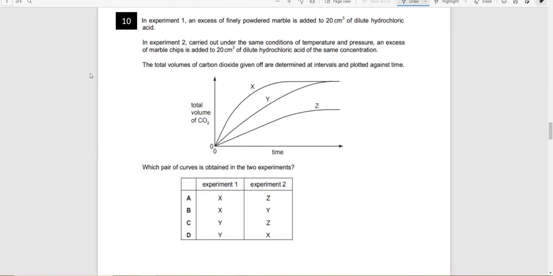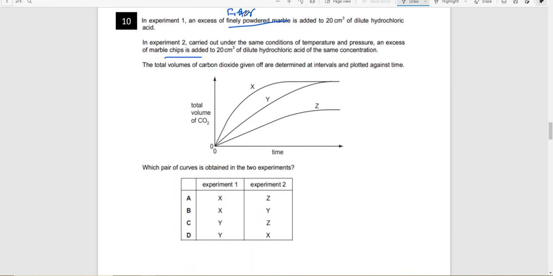Let's do this. This is fun as well. In experiment 1, an excess of finely powdered marble is added to 20 centimeter cube of HCl. In experiment 2, carried under the same conditions of temperature and pressure, an excess of marble chips is added to 20 centimeter cube of the acid. So experiment 1 has finely powdered marble, experiment 2 has marble chips. So obviously experiment 1 is going to be faster.